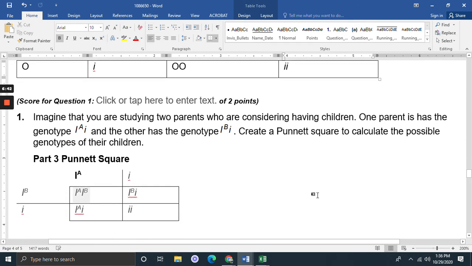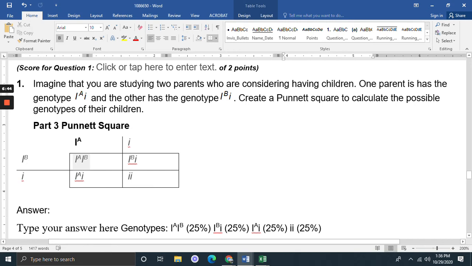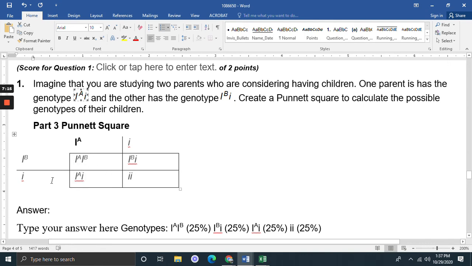If we go down, let's do a practice really quickly. You can see that I already started with it, right? It tells you that you're studying 2 parents. One parent has the genotype big I sub A, and then little i, and the other has the genotype big I sub B, or superscript B, and then little i. So we're going to put those genotypes in here, and then do our Punnett square. When we get big I A from a parent and big I B from a parent, we've got one type big I A, little i, big I B, little i, and then 2 little i's.